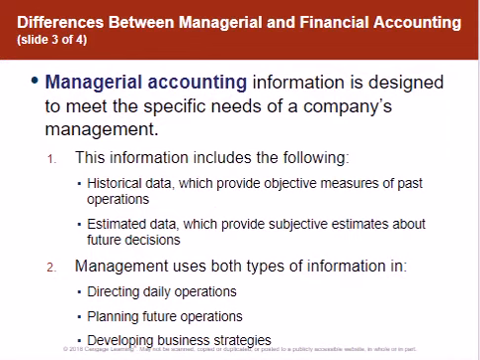Managerial accounting information is designed to meet the specific needs of a company's management. So for managerial accounting, the information normally includes historical data and estimated data. When you think of estimated data, you think of budgets. Historical data provides objective measures of past operations. So we're looking at the history of our financial data. And then estimated data provides subjective estimates about future decisions. So we are estimating what our future decisions should be.